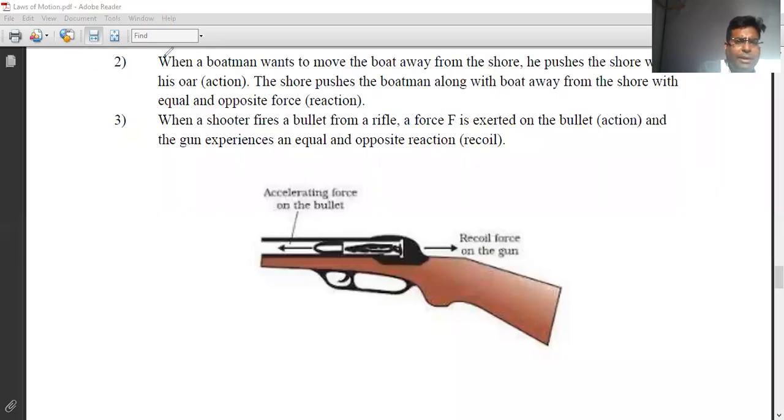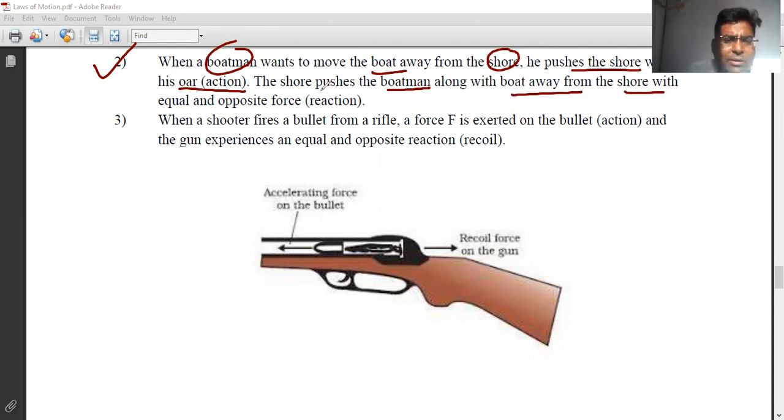Next example is when a boatman wants to move the boat away from the shore. He pushes the shore with his action. The shore pushes the boatman along with the boat away from the shore. This is the equal and opposite reaction example.